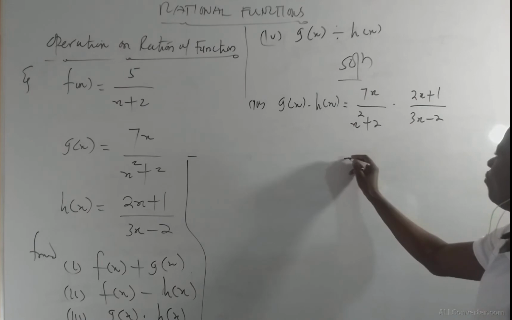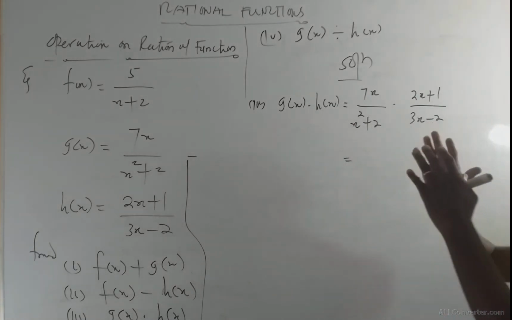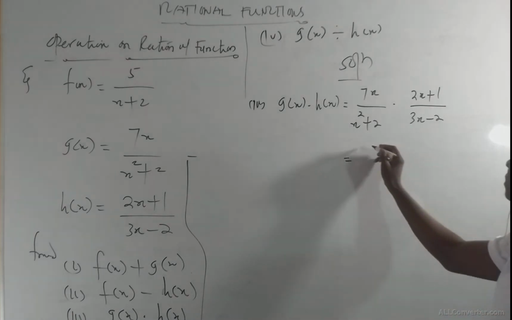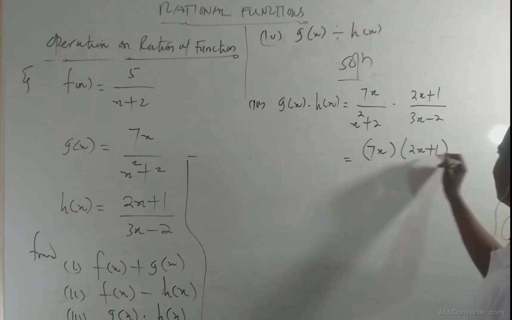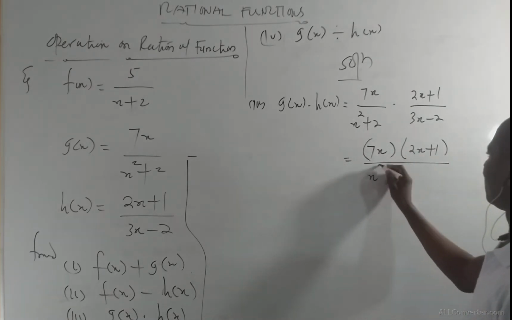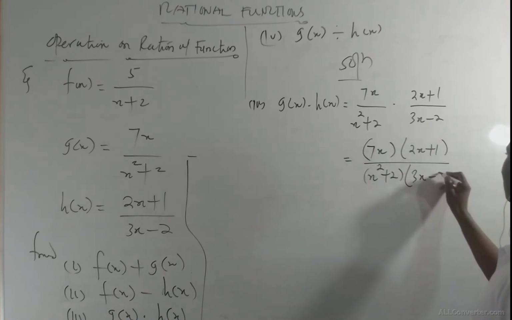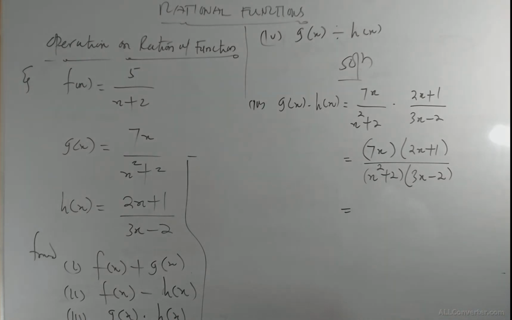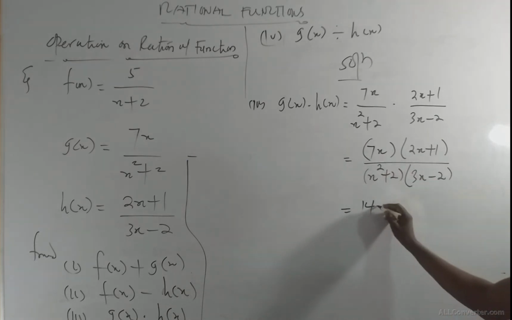So here we are multiplying. With the multiplication, we will multiply the numerators, then we'll divide by the multiplication of the denominators, and that will be all. So 7x will multiply 2x plus 1, then x squared plus 2 will also multiply 3x minus 2. Then we simplify, and that will be all for the multiplication of rational functions. So we have 7x times 2x. Now 7 will multiply 2, and that will give us 14. x times x will give us x squared.